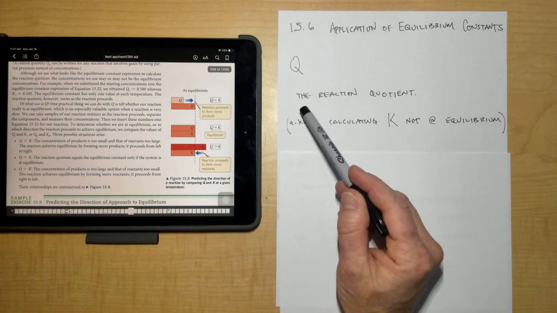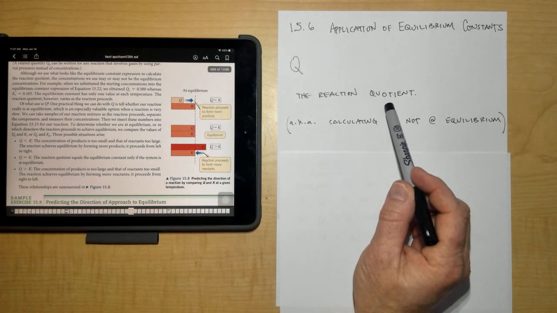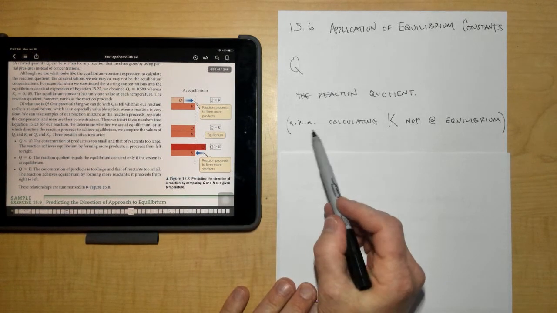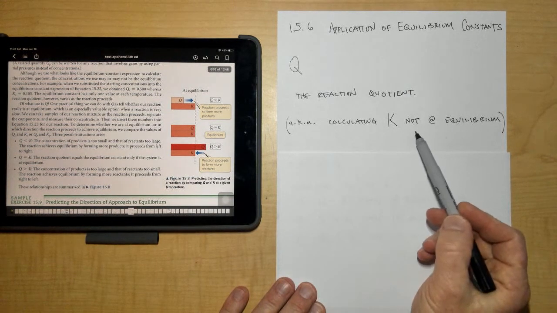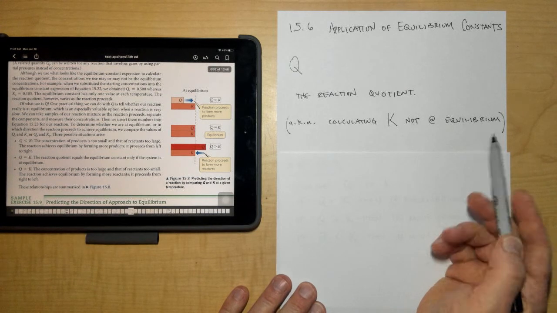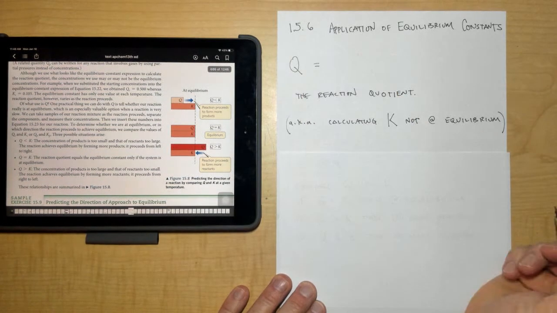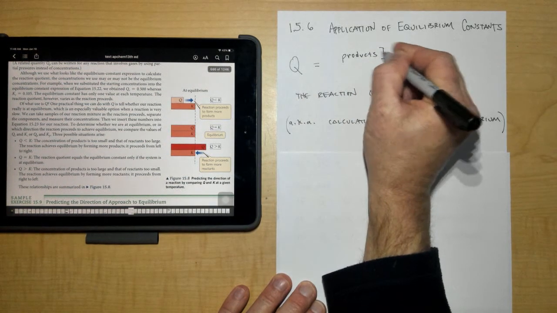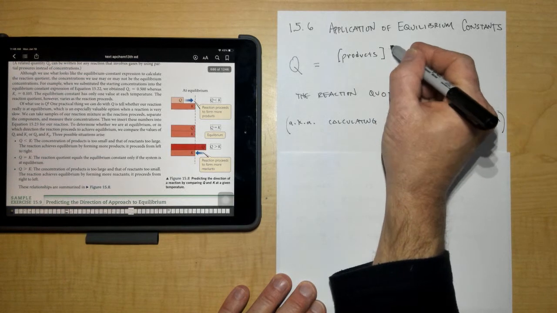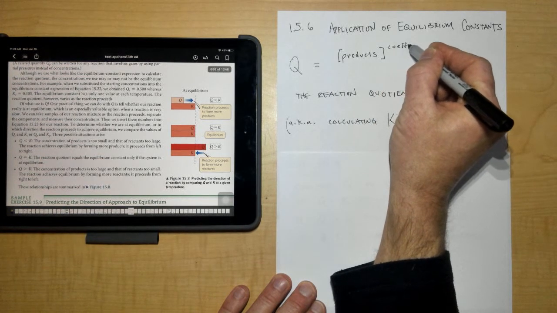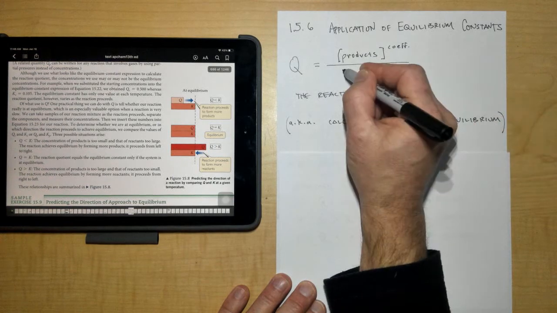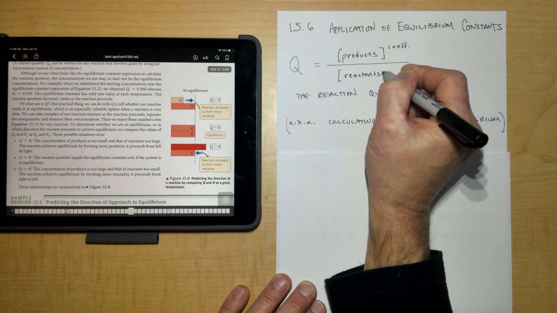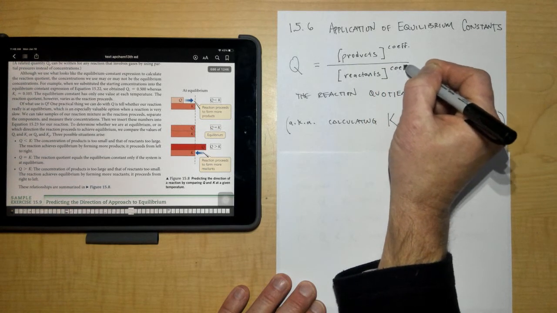Q has a fancy name. It's called the reaction quotient. And the reaction quotient, or Q, is also known as calculating K, but you might or might not be at equilibrium. And so the general form for calculating Q is products, concentrations or pressures, to the power of its coefficients, divided by concentration of reactants, or reactant, to the power of its coefficients.